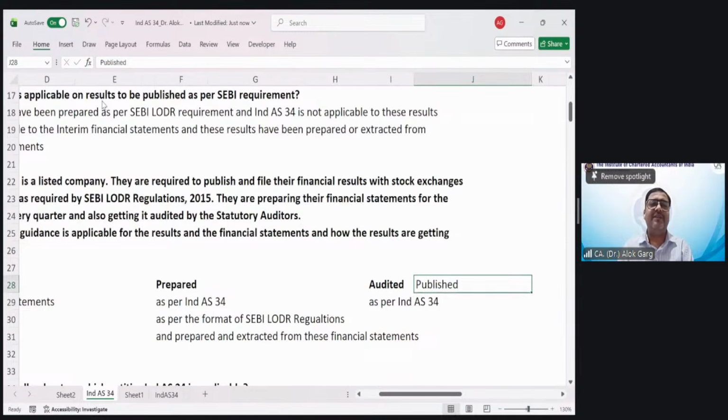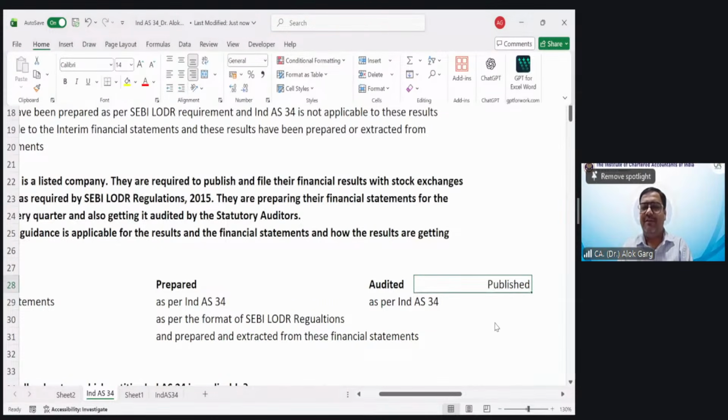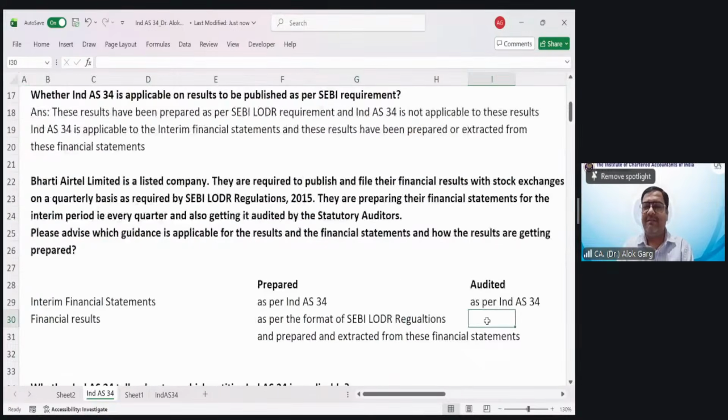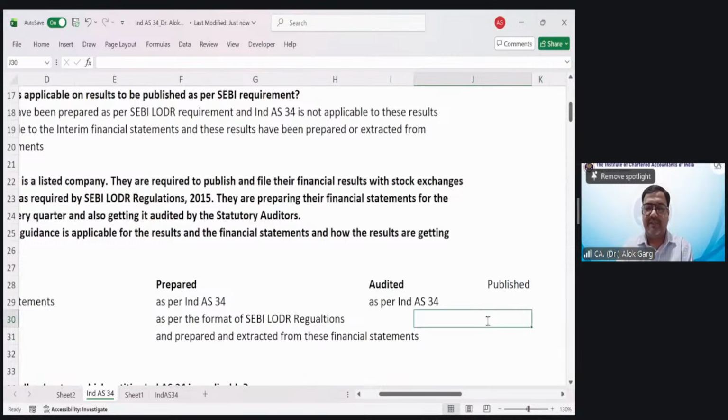Whether these financial results are published. Yes. Otherwise, it will be a non-compliance. Yes, it has to be published. The financial results have to be published. But whether these interim financial statements are also getting published?